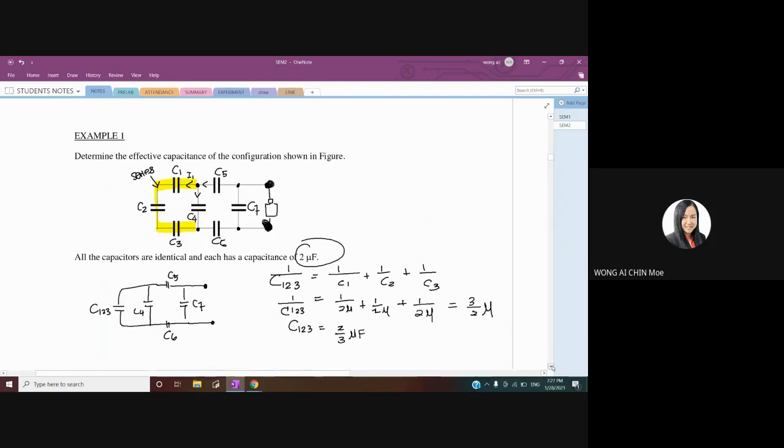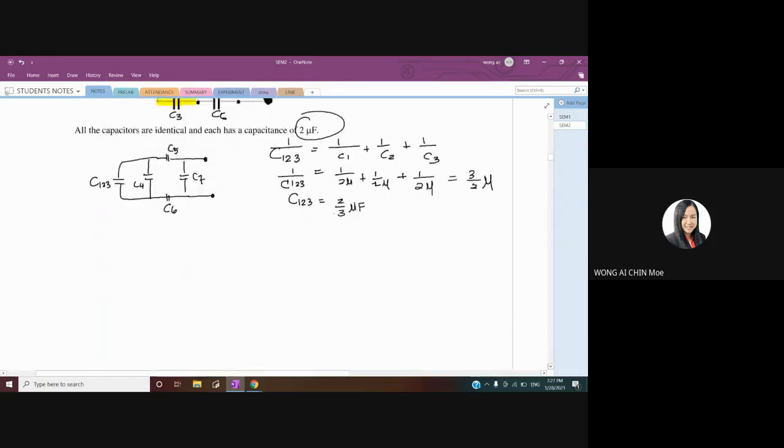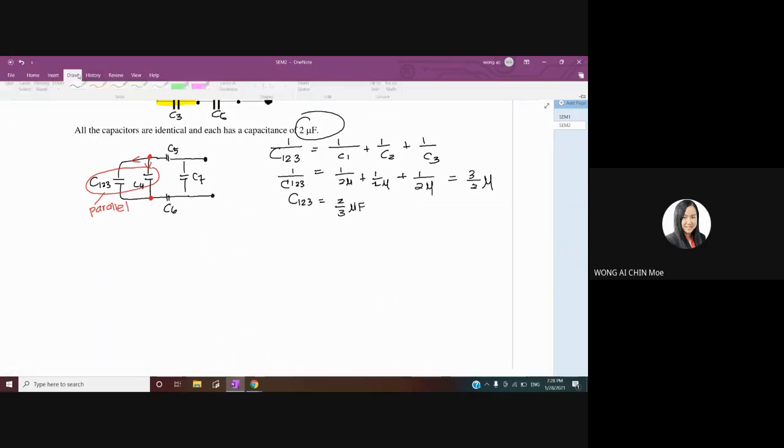After that, we try to simplify again. Now we do it in parallel, because you see this is a junction, so actually they are from different wires. So how do we find C in parallel? For C in parallel, we use C total up. After we combine, you will get this one.